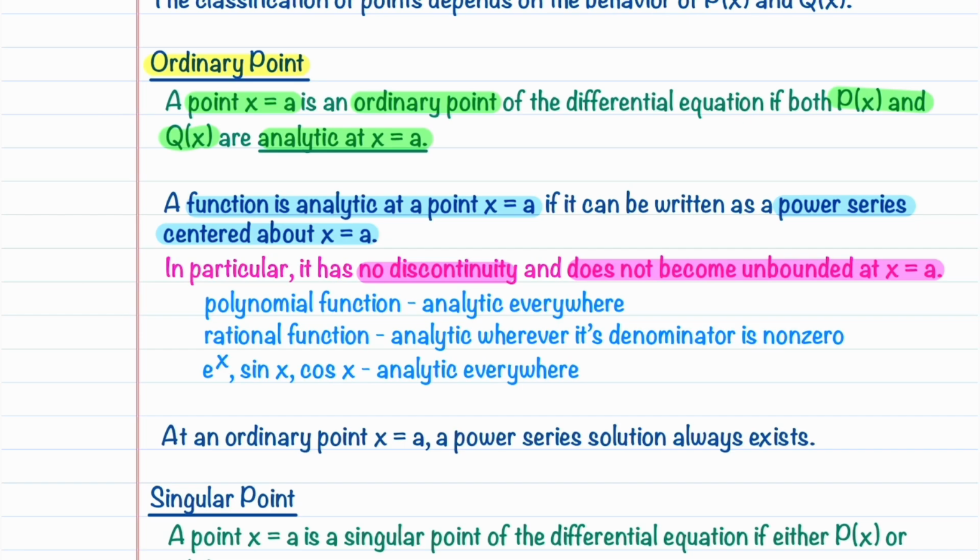Let me show you some examples. A polynomial function is analytic everywhere. A rational function is analytic wherever its denominator is non-zero. And then functions like e^x, sin x, or cos x are analytic everywhere. You may remember in calculus finding a Taylor series for these types of functions. This next part is really important. At an ordinary point x = a, a power series solution always exists.